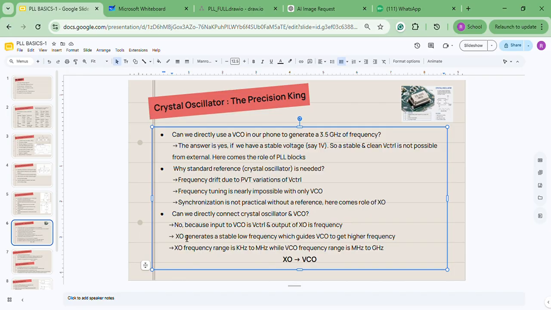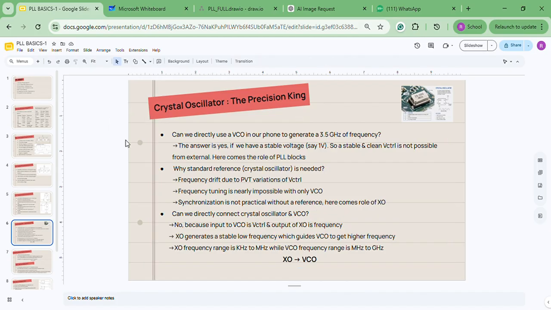Another thing is the crystal oscillator generates a very low frequency, and that is its role. It guides our main VCO to generate a high and very stable frequency. The crystal oscillator gives only frequency in the kilohertz to megahertz range, whereas the VCO gives frequencies in the megahertz to gigahertz range, which is our required application. But we need something between the VCO and crystal oscillator because the inputs and outputs are different.